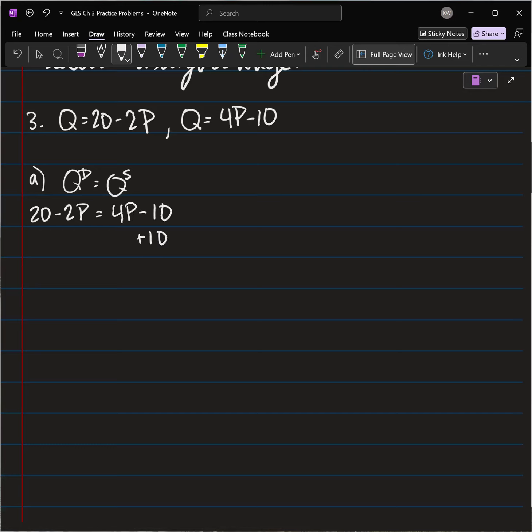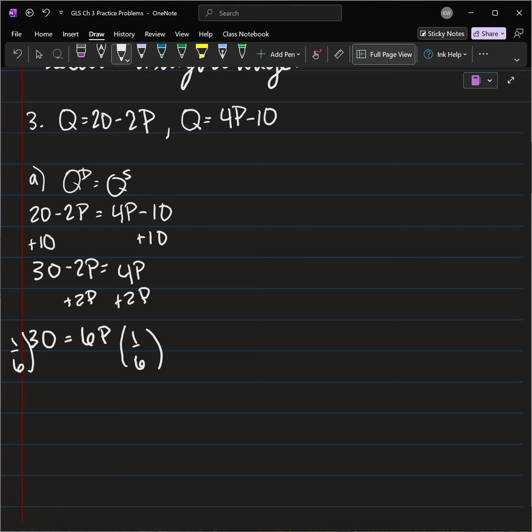We're going to solve for the price by adding 10 to both sides. That's going to give us 30 minus 2 times the price equal to 4 times the price. Then we'll add 2 times the price to both sides. That'll give us 30 equal to 6 times the price. From there, we'll divide both sides by 6. And that's going to give us a price of $5 for each pint of ice cream.